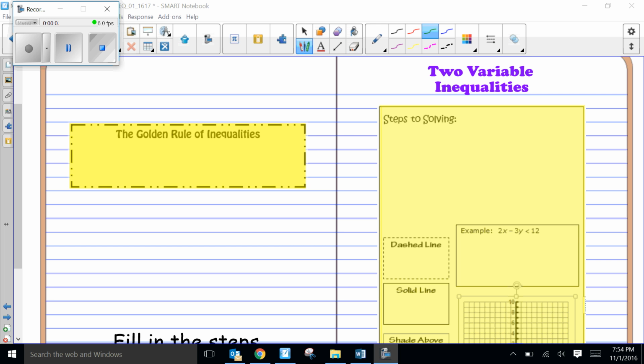Hey guys, this is Mrs. Frazier. We are going to go over your inequalities foldable, so make sure that you have this from your teacher today. Also, make sure that you have a pencil to write with, and make sure you have your notebook or someplace to put your notes.